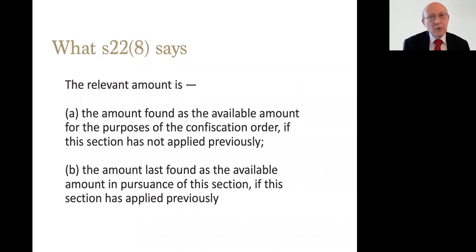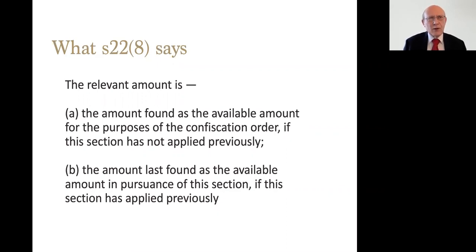What's the relevant amount? Well, the relevant amount is defined by subsection 8. The relevant amount is the amount found as the available amount for the purposes of the confiscation order, if this section is not applied previously. And that will be the case most of the time. So what we're saying is, does his available amount today exceed the available amount shown in the confiscation order? But if there's been a previous revision under section 22, then instead of the available amount under the original confiscation order, we look at the amount last found as the available amount in pursuance of this section.